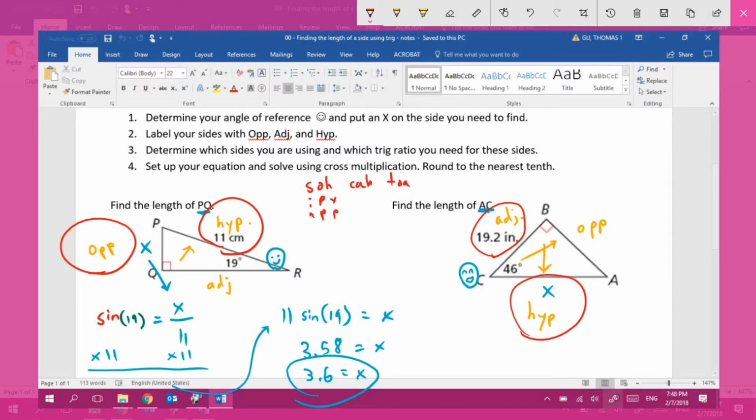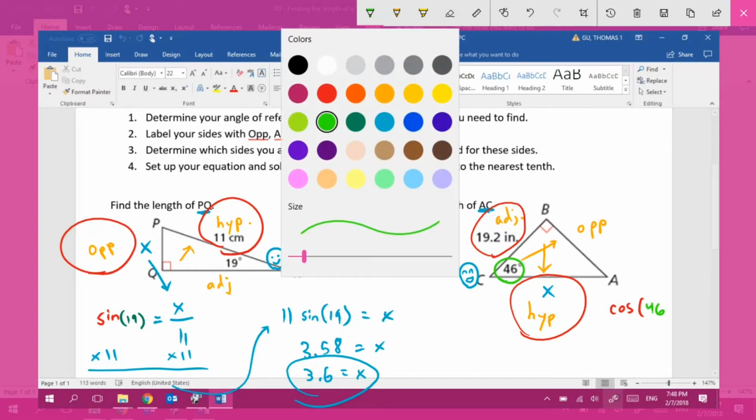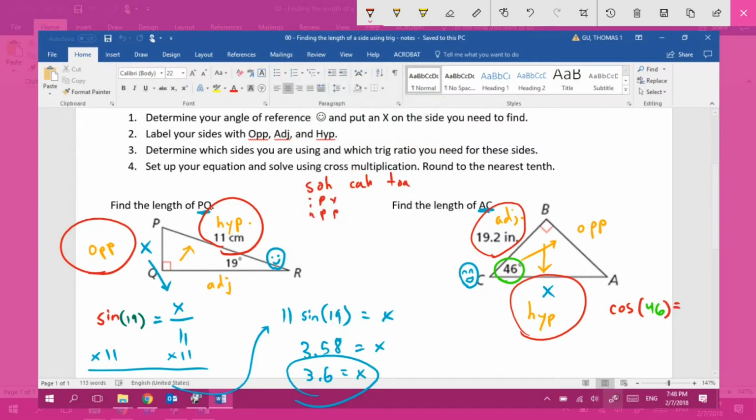So finally, we're going to set up an equation and solve using just algebra pretty much. So cosine of what number are we using? 46, because that's the number that's given to us right here, 46. Cosine of 46 equals, and then cosine is adjacent over hypotenuse, so my adjacent is 19.2, and my hypotenuse is x. All right, so now I'm going to need to do some algebra to find my x.